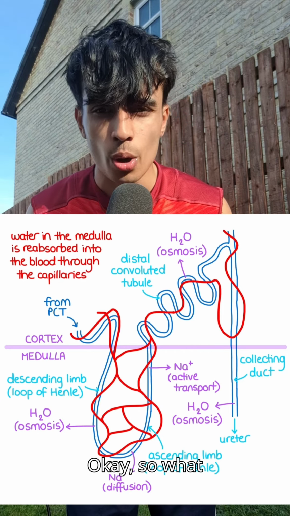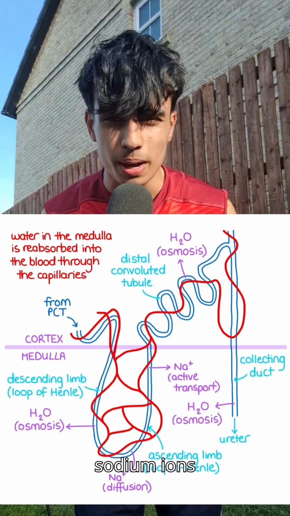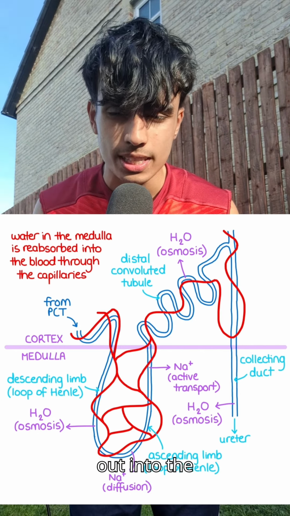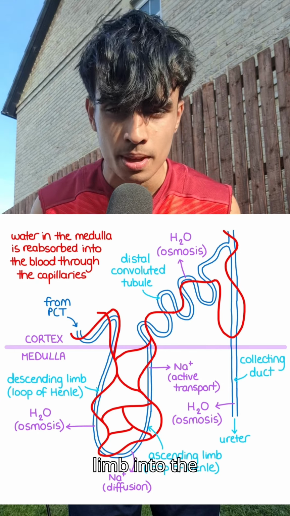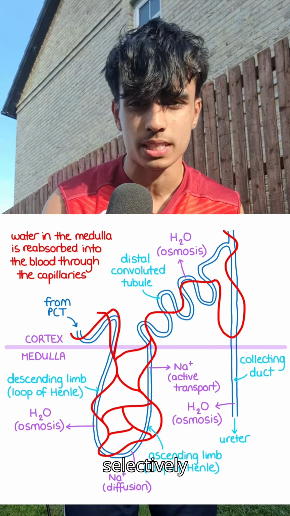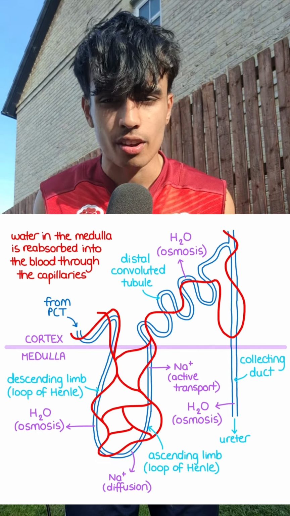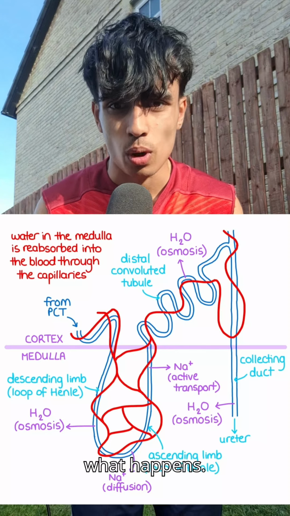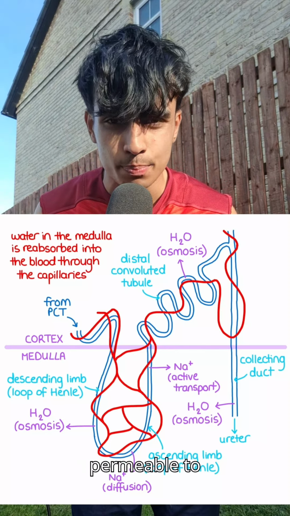What happens now? Okay, so what happens now is that the sodium ions diffuse into the descending limb. Water moves out from the descending limb into the interstitial space and then into the blood. So water has now been selectively reabsorbed into the blood. It went from the descending limb to the interstitial space to the blood. That's what happens, because the descending limb is permeable to water.